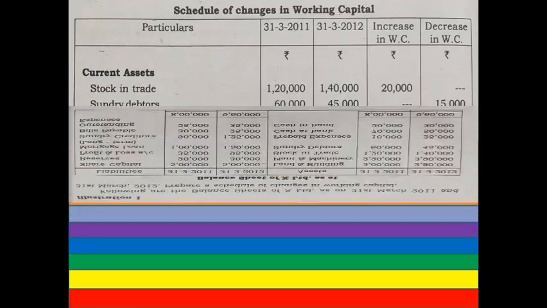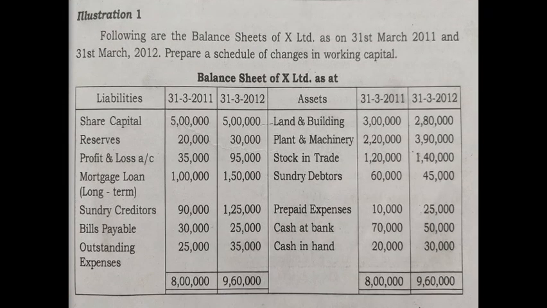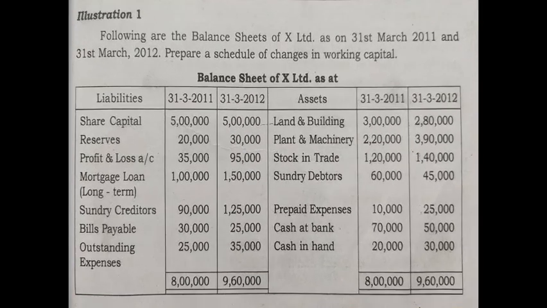Next item, cash in hand. At the beginning of the year there was 20,000, after that year there was 30,000. See, in 2011 it was 20,000, in 2012 it was 30,000. So cash in hand 20,000 first year, followed by 30,000. So there is an increase in the amount of current assets by 10,000 rupees. That 10,000 has to be shown accordingly. So we have recorded almost all the items of current assets given in the question. If there is any other current asset, please notify.